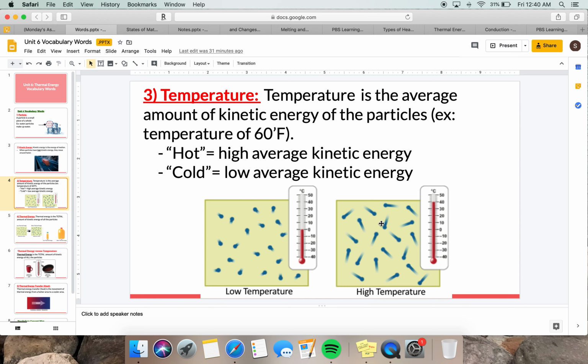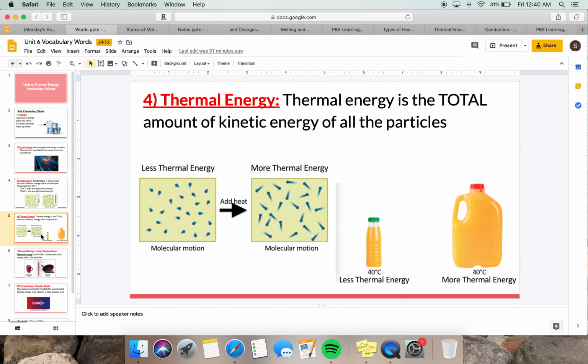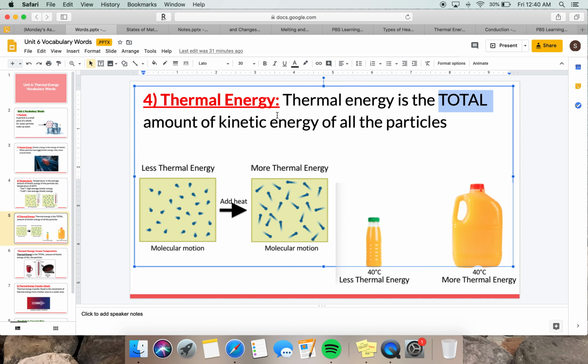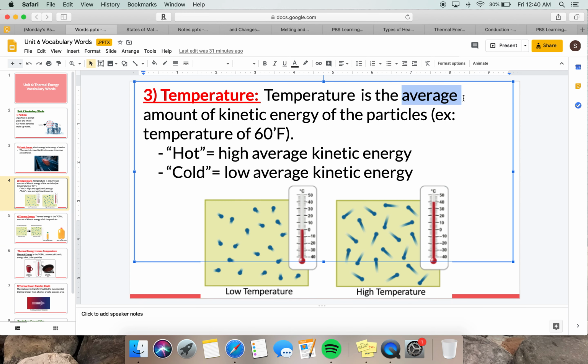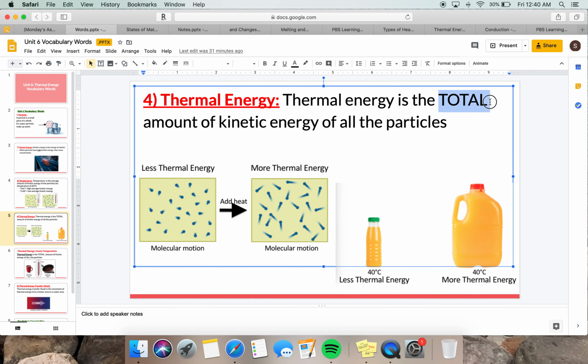So these particles have higher kinetic energy. So on average, the temperature will be higher because their kinetic energy is higher as well. Moving on to number 4, thermal energy. Thermal energy is the total amount of kinetic energy of all the particles. Now, I know this one, some of us confuse this with temperature. They sound very similar. The only difference is the word over here, total. So, temperature measures the average kinetic energy of every particle, while thermal energy measures the total amount of kinetic energy of all the particles.